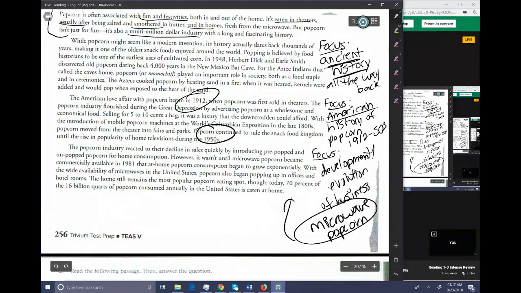You might have said it was more about the business or the revenue or the evolution of it. You might have said it was more about having popcorn at home, because earlier in the passage was more about going and getting popcorn.